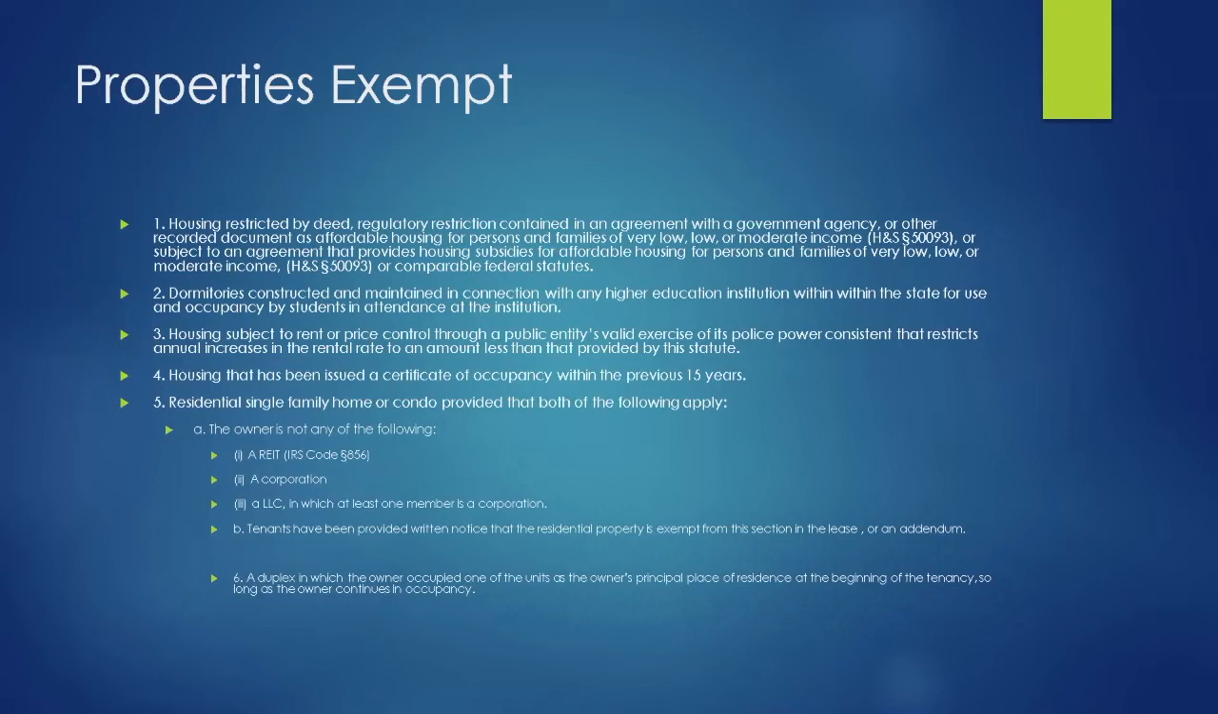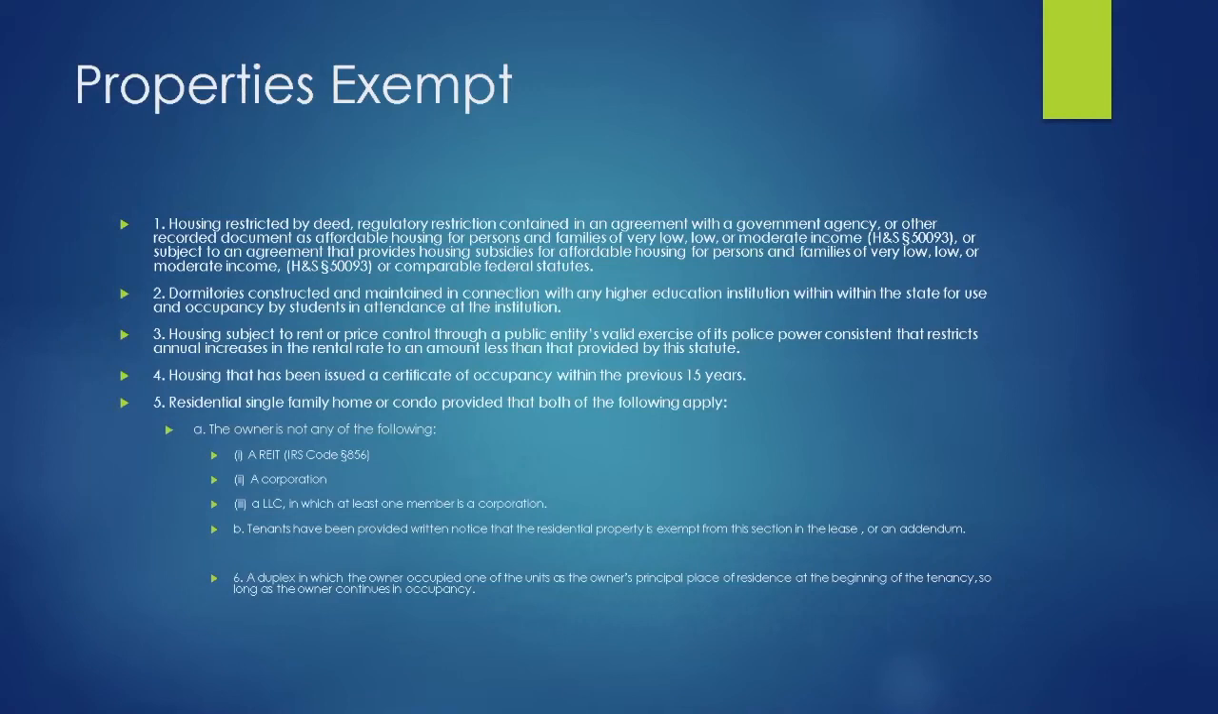as the just cause. Two, dormitories constructed and maintained in connection with any higher education institution within the state for use and occupancy by students in attendance at the institution. This is a tick different than the just cause. Three, housing subject to rent or price control through a public entity's valid exercise of its police power that restricts annual increases in the rental rate to an amount less than that provided by the statute. This is, i.e., rent control.